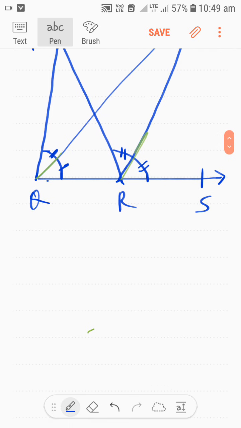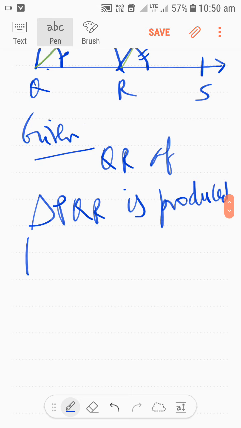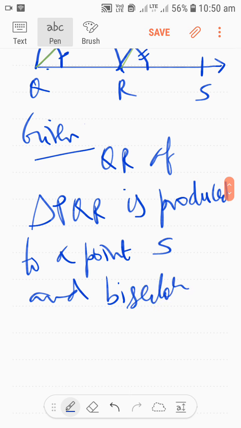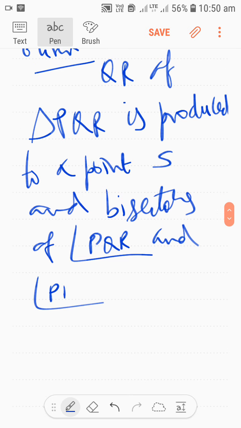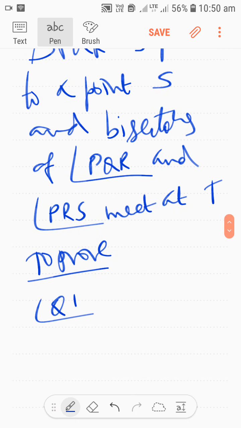So first of all, what is given in the question? Given QR of triangle PQR is produced to a point S and bisectors of angle PQR and angle PRS meet at the point T. So here we have to prove angle QTR equal to half of angle QPR.